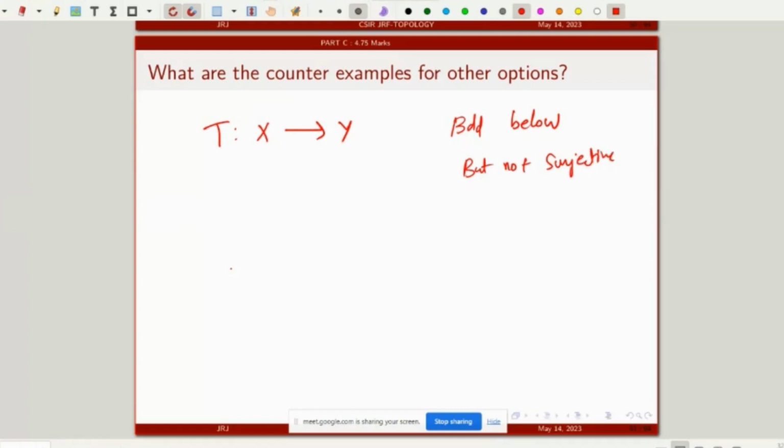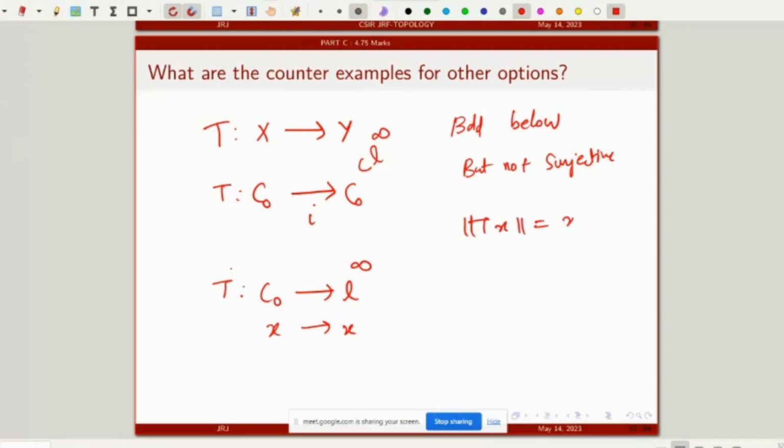Suppose we have T from c0 to L infinity, where c0 is sitting inside L infinity. If we take the identity inclusion map, we can treat this as a map from c0 to L infinity. So x will be going to x itself. So norm Tx will be equal to norm x. So the infimum of norm Tx will be strictly positive.